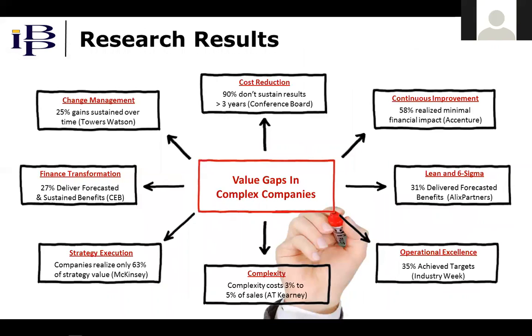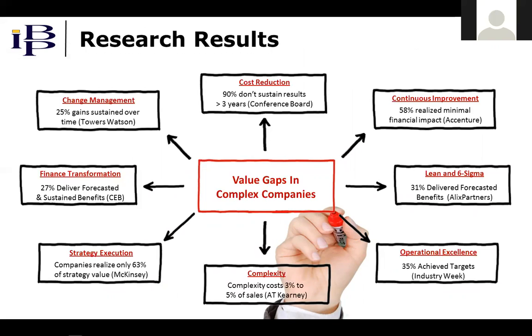And when you don't have that kind of picture, these are some research studies that really talk about the value of these management systems, if you will. I'm not going to go into each of them, but there's two that I would highlight. One at the top, in terms of cost reductions, is that 90% of companies don't sustain results for more than 3 years, and complexity costs 3 to 5% of sales.